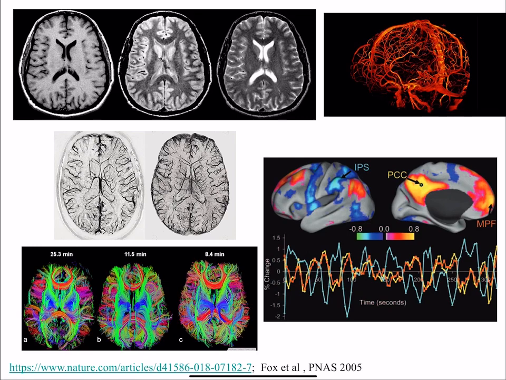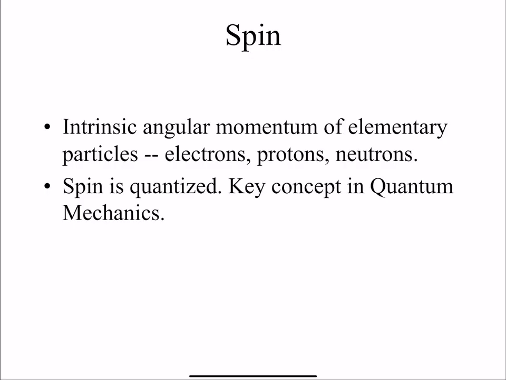Over the course of the next 4 to 5 weeks, we're going to talk about each of these modalities and how you get the MRI system to give you this information. The first thing we're going to talk about is spin. We're not going to go into too much detail, but we're going to give you a sense of what it is.